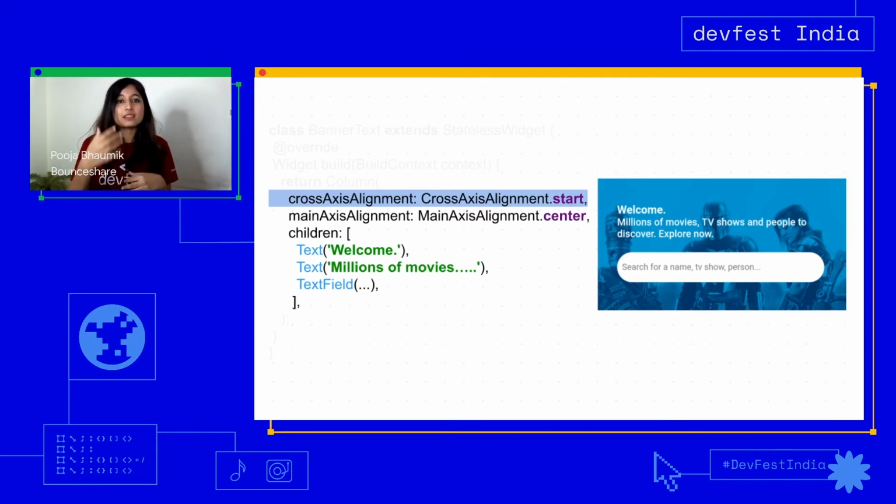So don't get confused here. Just know what is the axis the children are following, and cross axis is just the opposite of it. So don't get confused about that. So now when I say cross axis alignment is to the start, that means move all the widgets to the start of the horizontal axis for a column. So you see the welcome is now moved to the left side of the column.